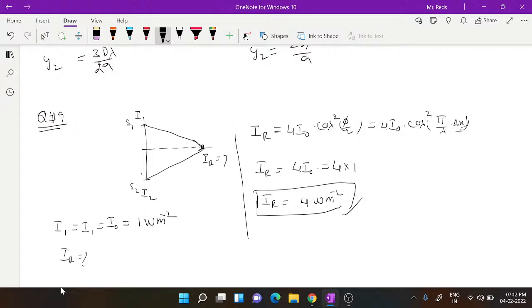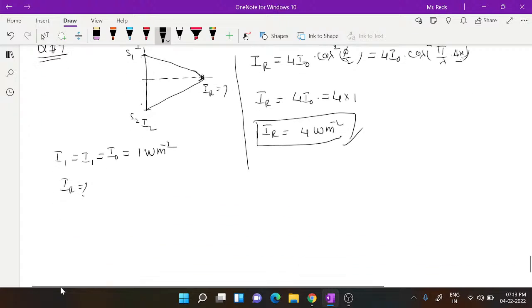In the double slit experiment, the slit separation is 0.2 centimeters and the slit to screen distance is 100 centimeters. The positions of the first three minima, if the wavelength of the source is this. First three minima will be 2n minus 1 into lambda by 2d, right?